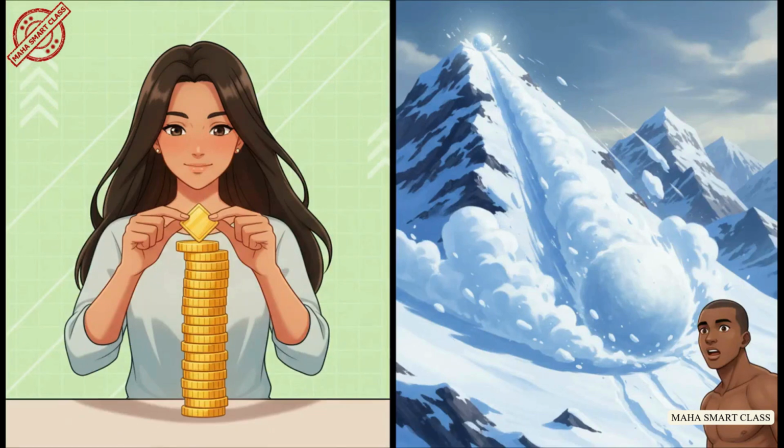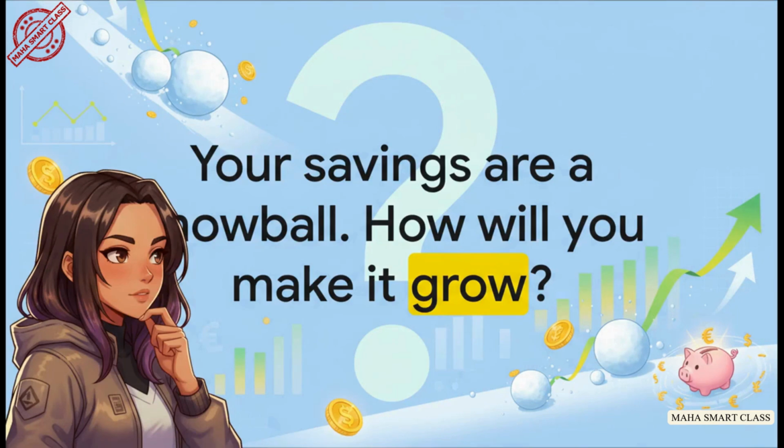So let's wrap this up with a big takeaway. Think of it like this. Simple interest is linear. It's like adding the same number of coins to your pile every single day. Steady, predictable. But compound interest, that's exponential. That is the snowball rolling down a hill. It starts small, but it picks up more snow, gets bigger, and moves faster and faster. The growth itself grows.